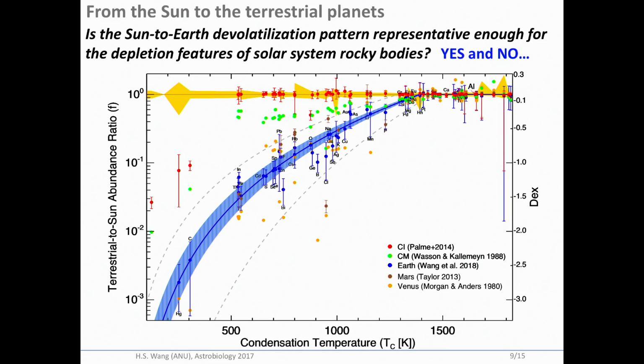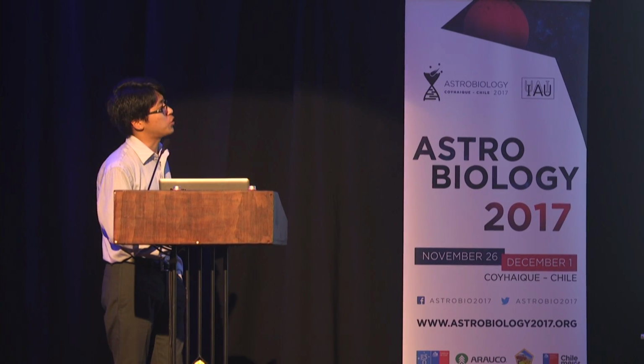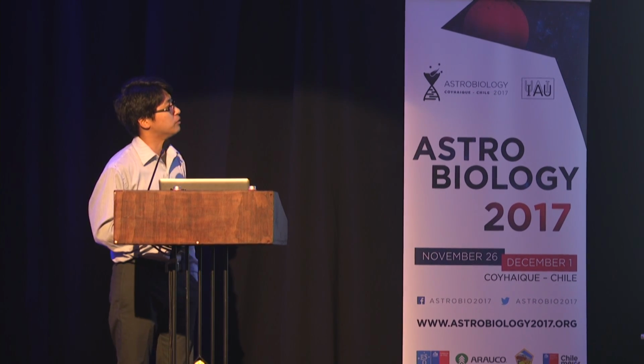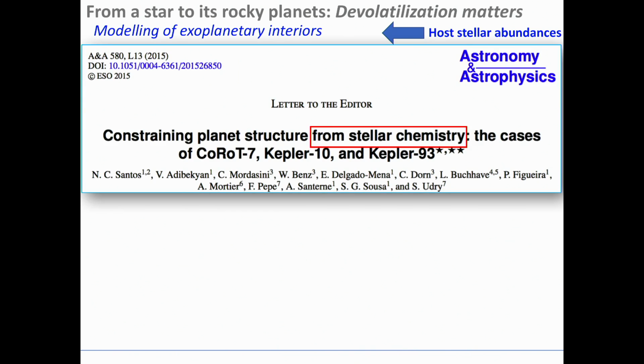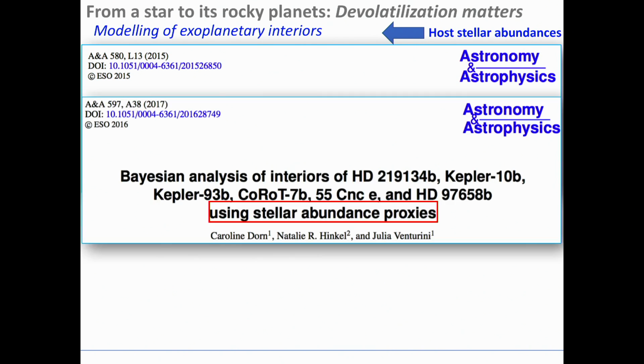So why does this matter? This is relevant to the theoretical modeling of exoplanetary interiors, including chemistry and structure. And to do that, we need two sets of information: planetary mass and radius, and the host stellar abundances. And here I focus on the host stellar abundances, because this has been overwhelmingly popular in the prevalent exoplanetary interior models. For example, the keywords as shown here: from stellar chemistry, using stellar abundance proxies, using stellar composition, and from stellar abundances.